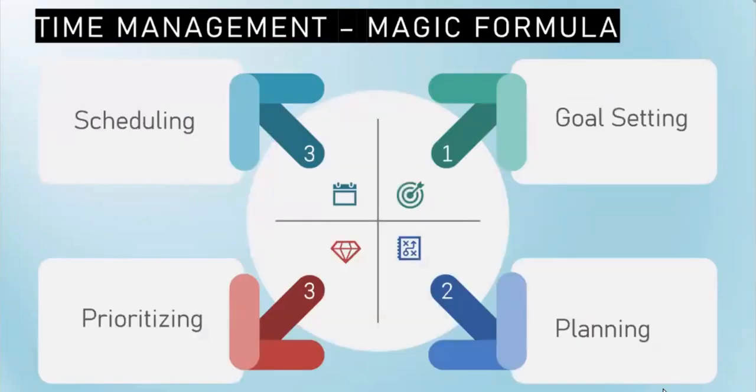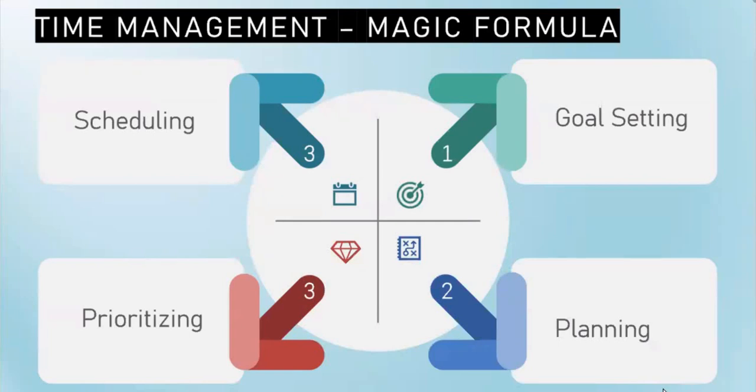The magic formula is a 4-step process. It's very detailed. Of course, you need to spend your time and energy on this, but once you have sorted this, you will be able to follow a pattern and then continuously improve it. It's not a one-day journey. You need to continue to work on it. So start from goal setting, planning, prioritizing what matters to you more, and scheduling.